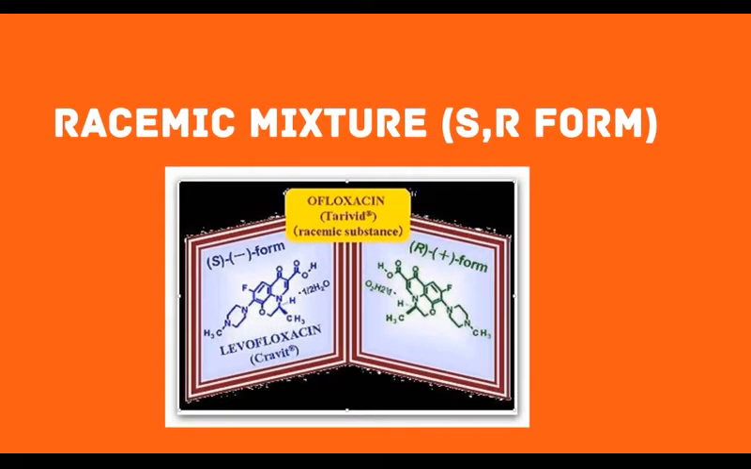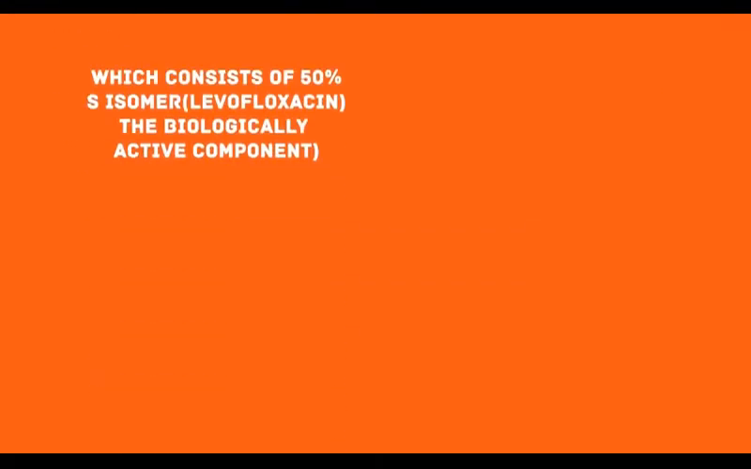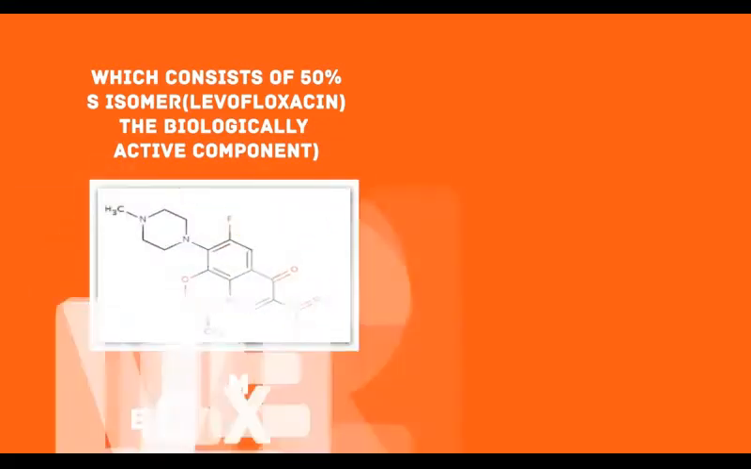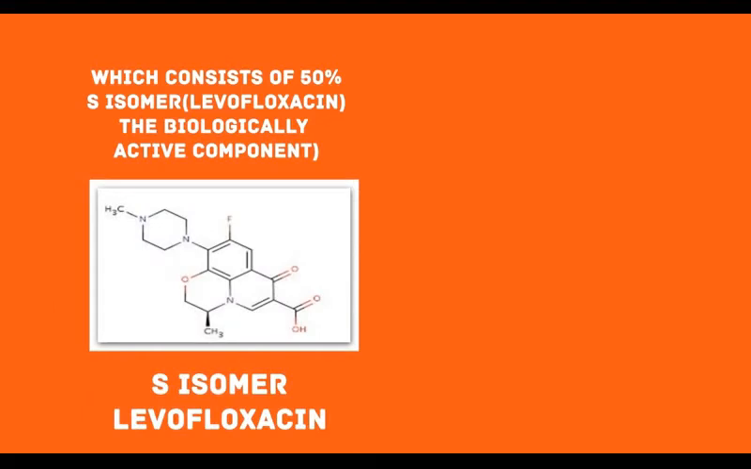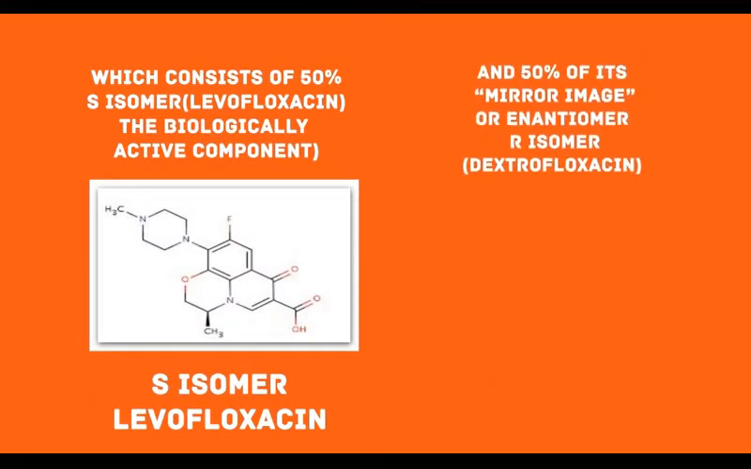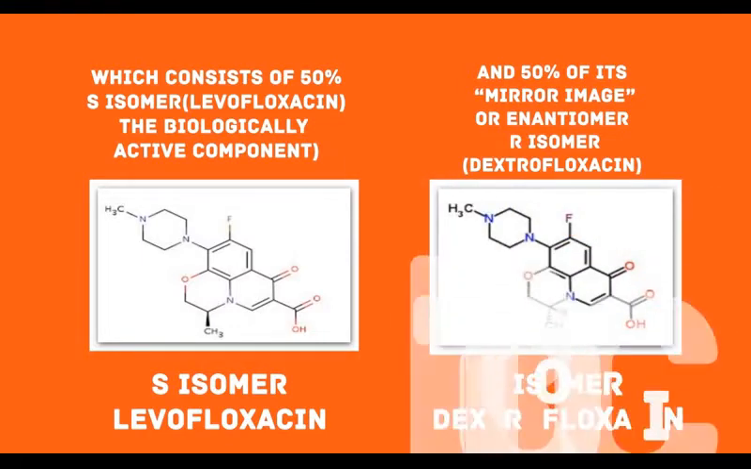Ofloxacin is a racemic mixture. 50% is the S isomer, levofloxacin, the biologically active component. And the other 50% is the mirror image or enantiomer, the R isomer, dextrofloxacin.